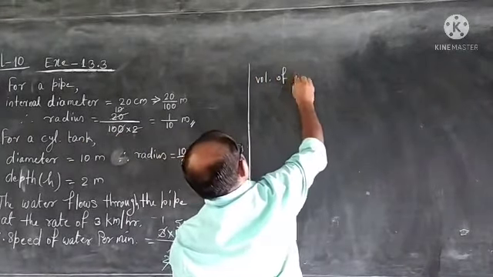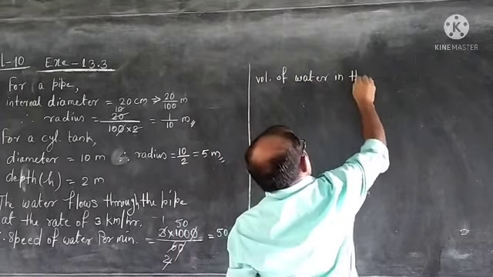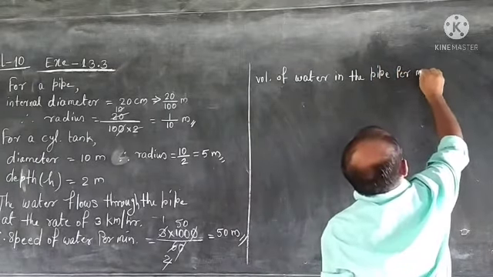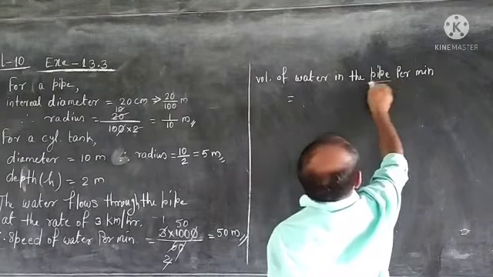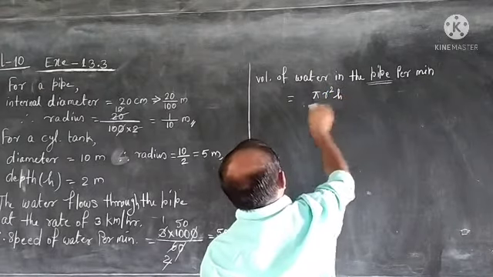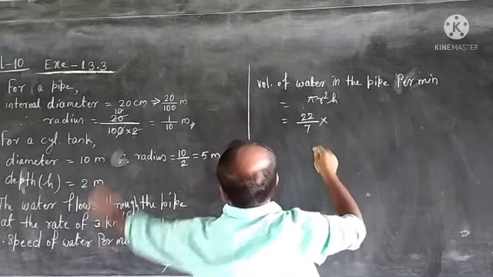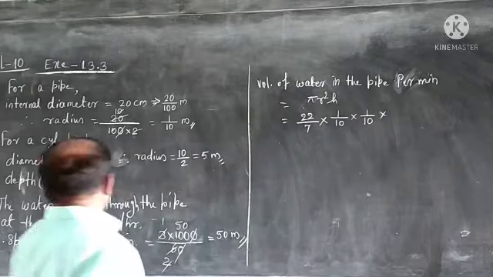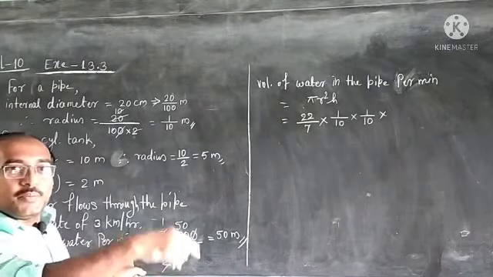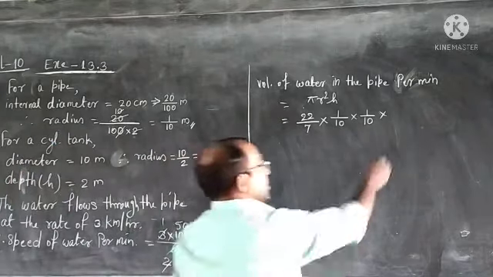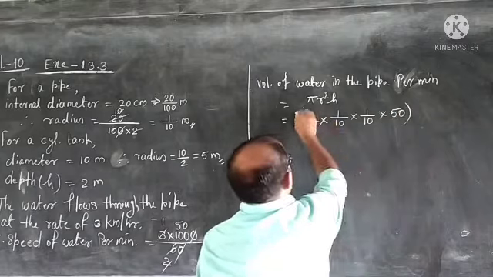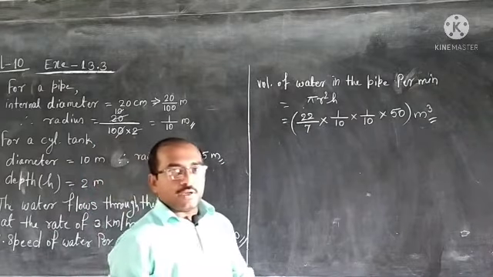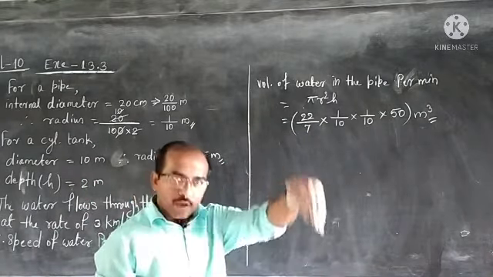What are we going to calculate first? Volume of water in the pipe per minute, or in 1 minute, same meaning. What is the shape of the pipe? Cylindrical. So we will use pi r square h. Pi is 22 by 7, radius r square is 1 by 10 into 1 by 10, and every minute how much water is flowing in the pipe? That is the speed of water per minute. So the length of the water in the pipe is the height, that is 50. So every minute this much water is flowing through the pipe and falling into the tank. The situation is the same: water flows in the pipe and falls in the tank.